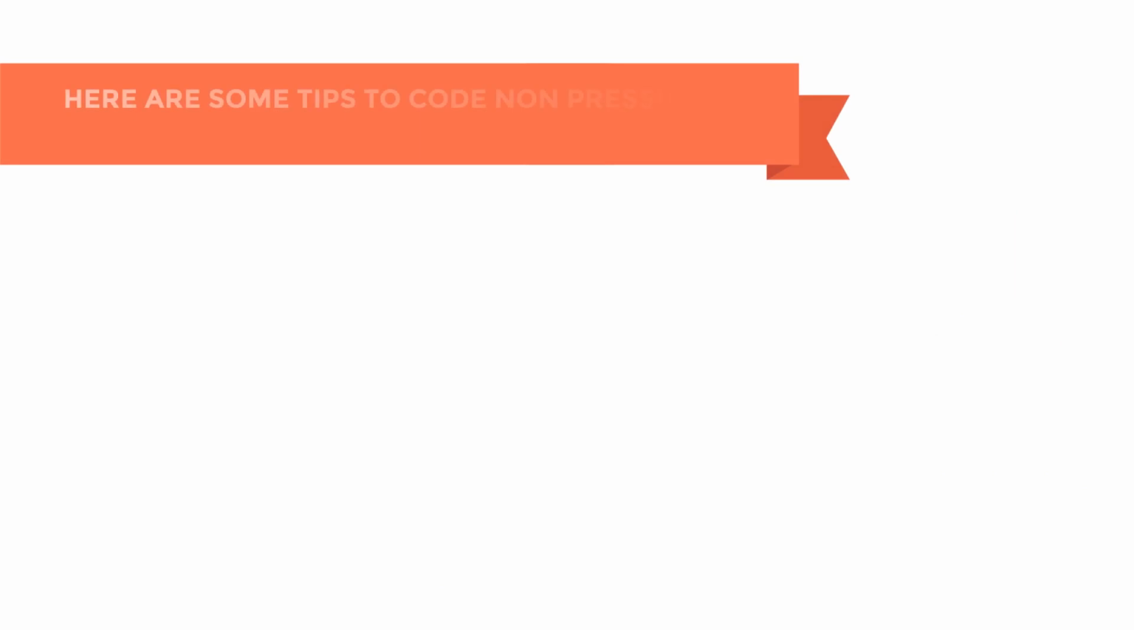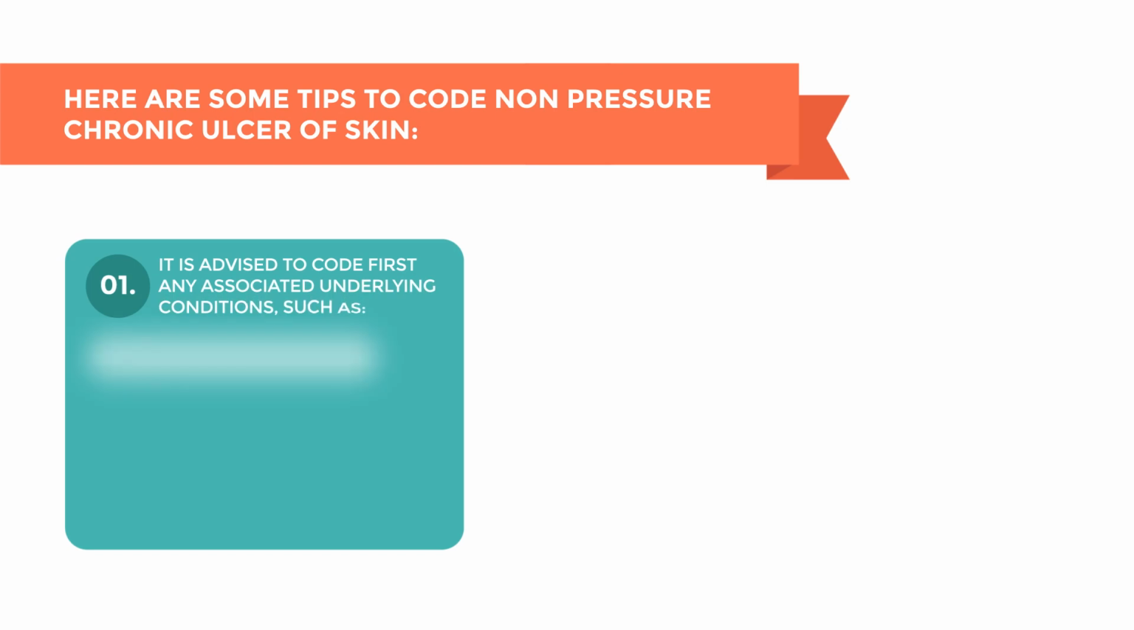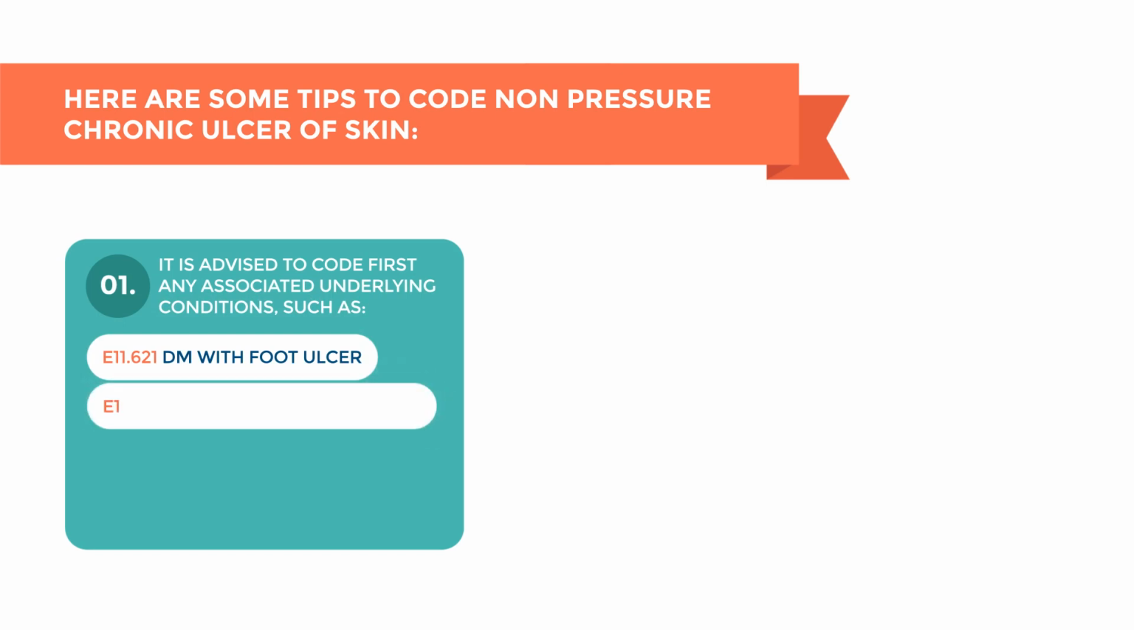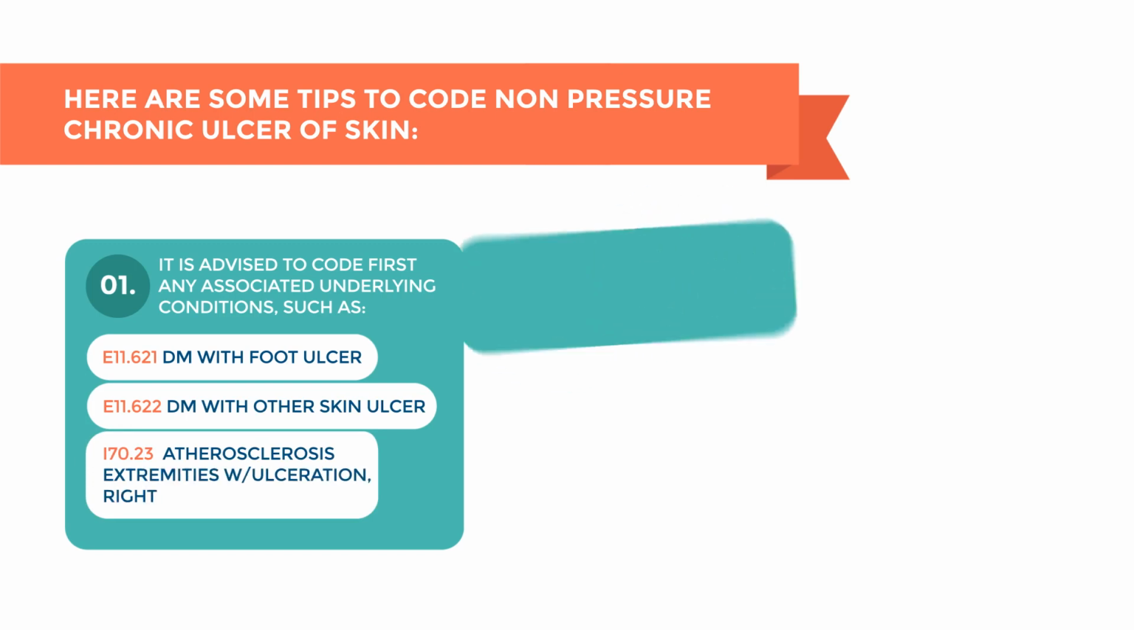Here are some tips to code non-pressure chronic ulcer of skin. 1. It is advised to code first any associated underlying conditions, such as E11.621 DM with foot ulcer, E11.622 DM with other skin ulcer, I70.23 atherosclerosis extremities with ulceration right.